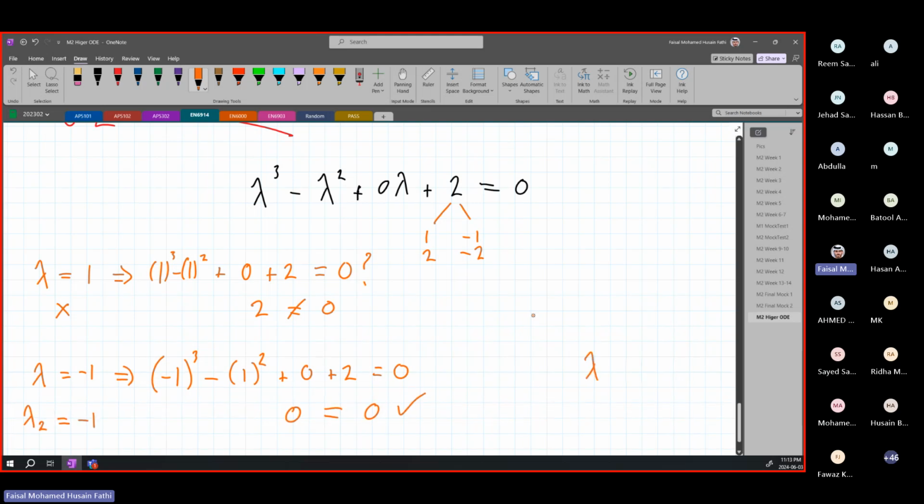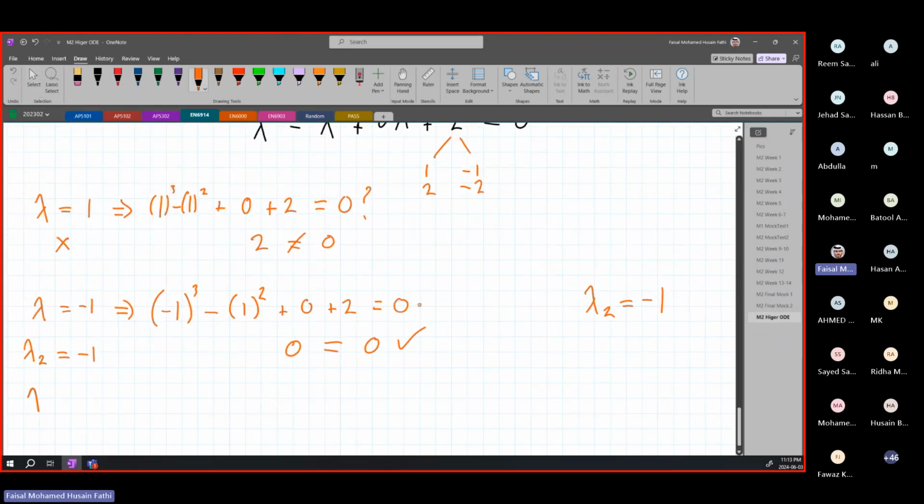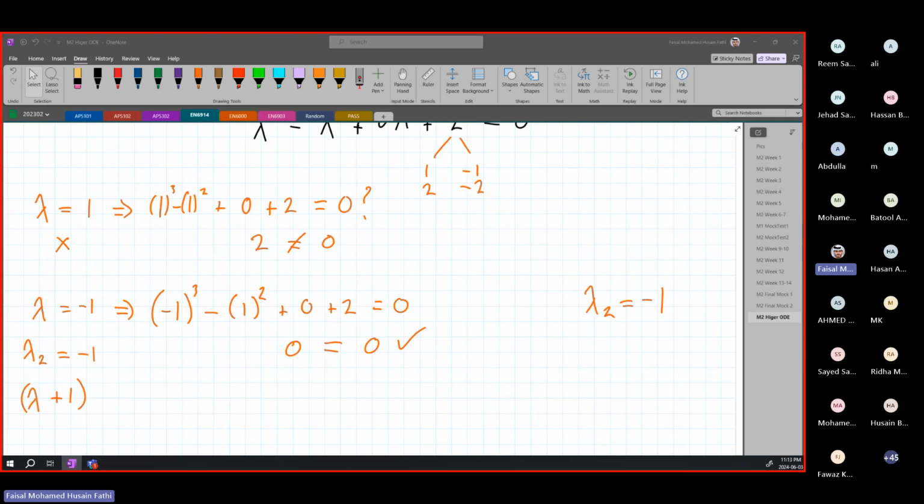You can mention this here. Lambda 2 is equal to negative 1. In other words, we can factor this out as lambda minus 1 becomes plus 1. All right? Because if we plug in minus 1 into this, this will become 0. That is what is meant by factoring this out. Okay?